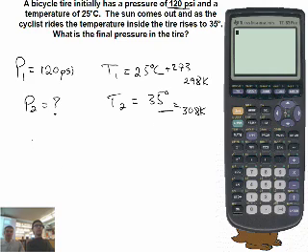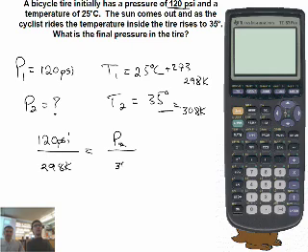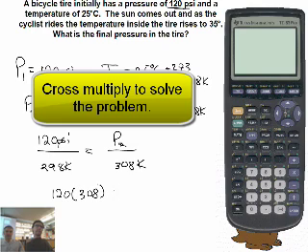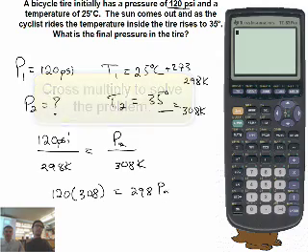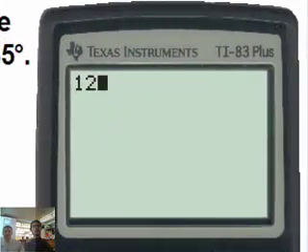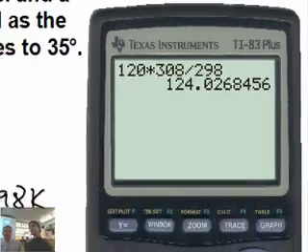I'm going to plug those into my equation. P1 over T1 equals P2 over T2. So 120 psi divided by 298 Kelvin is equal to P2 over 308 Kelvin. I'm going to cross multiply again. So you can say 120 times 308 is equal to 298 times P2. Divide both sides by 298. 298 cancels, and that will give me my answer. So here's my calculator, 120 times 308 divided by 298 gives my answer.